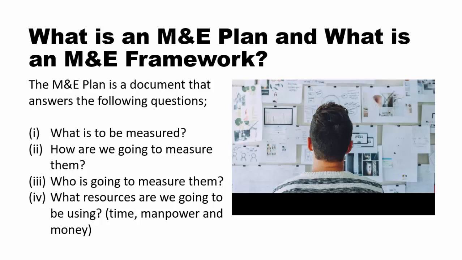Okay, so now the plan, let me just go through this again. The M&E plan explains what is to be measured, how we are going to measure them, who is going to measure them, and what resources we are going to be using. So now, in terms of what is measured, it lists all the indicators.